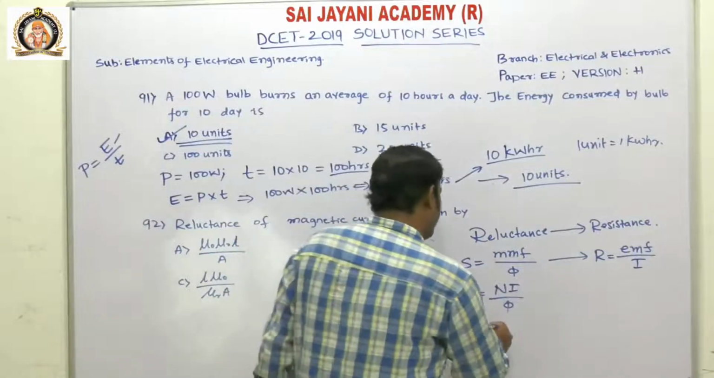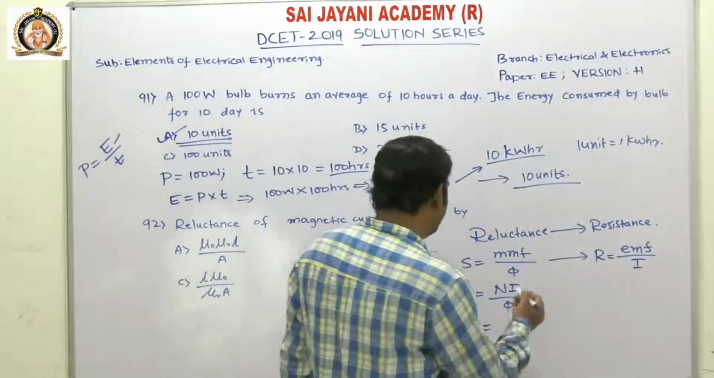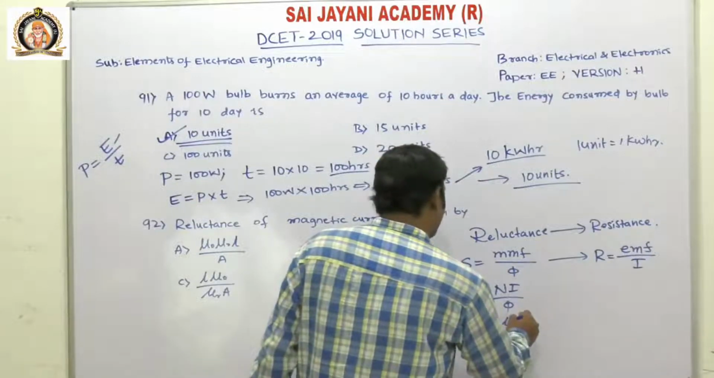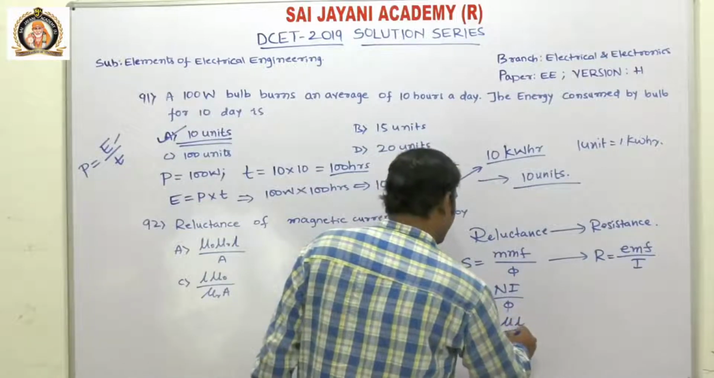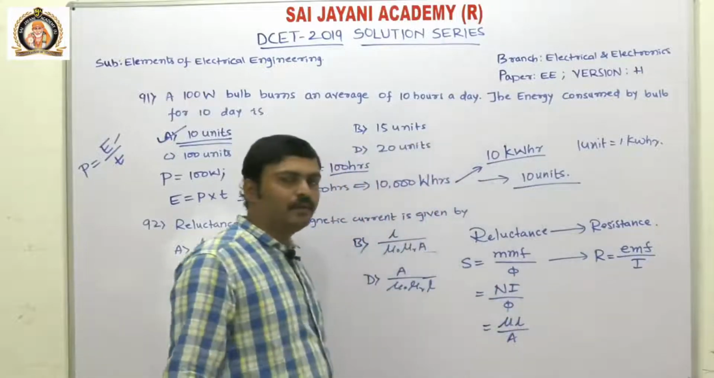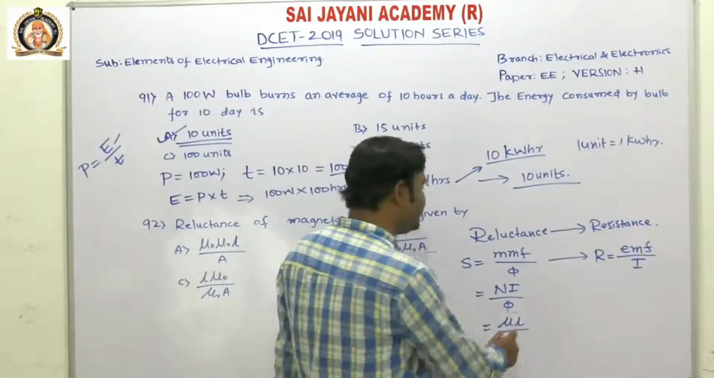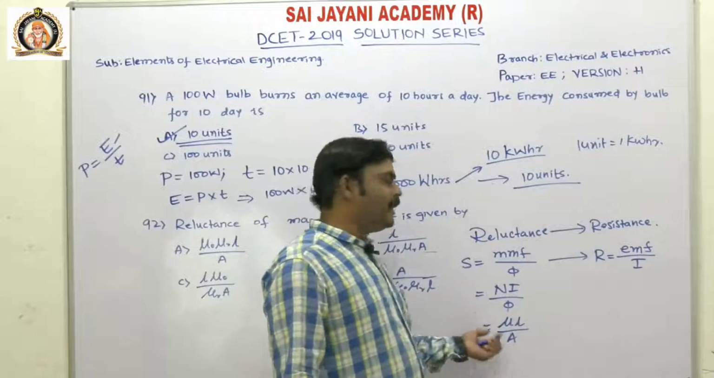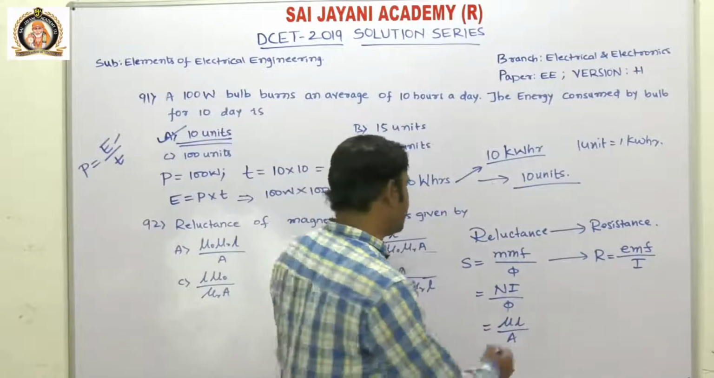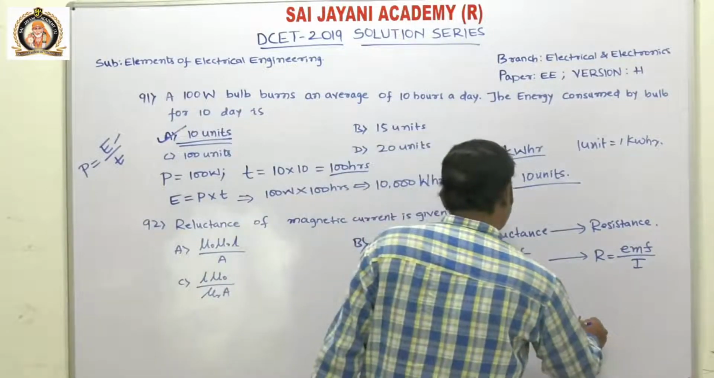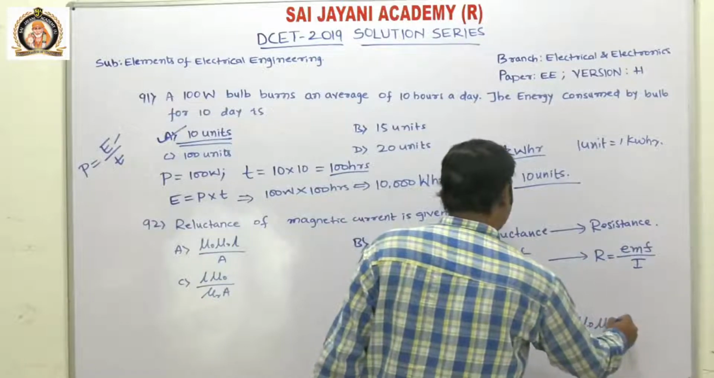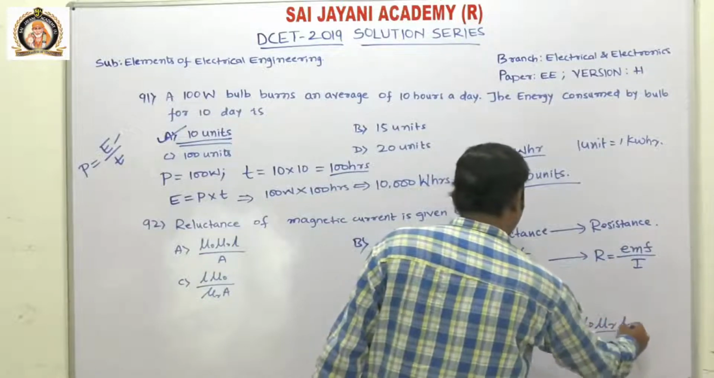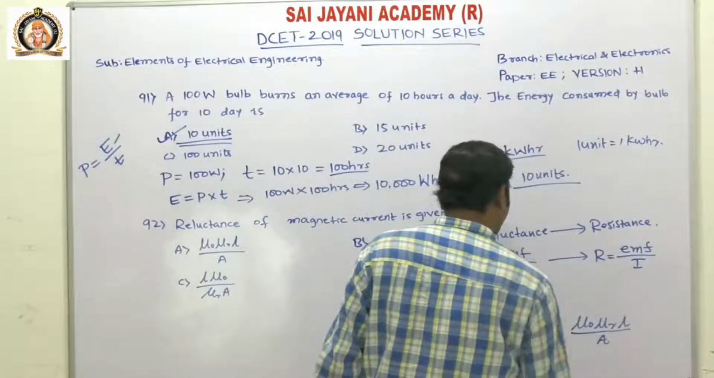We also have another equation, that is mu L divided by A. L is the length of the coil, A is the area of cross section of the conductor. So this can be written as mu naught mu r L divided by A.